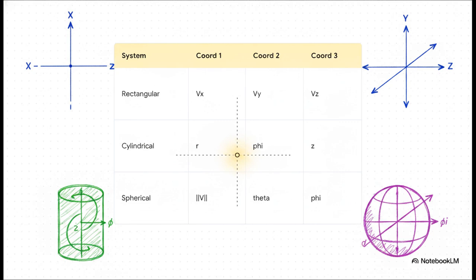Simple enough, right? But when we shift gears into the cylindrical system, we completely change our vocabulary. We swap to a radius r and angle phi, but we actually keep the vertical z the exact same. And finally, in the spherical or polar system, we go all out. We use the vector's total length, paired with 2 totally different angles, theta and phi. The wild thing is, they all point to the exact same spot in the universe, just using completely different instructions to get you there.